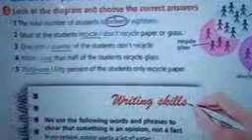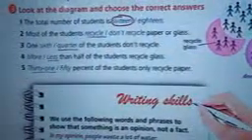Number 4, more or less than half of the students recycle glass, for sure. It's clear that it's less than half. The last one, 31 or 50% of the students only recycle paper. It will be 31. Here we finish this unit.